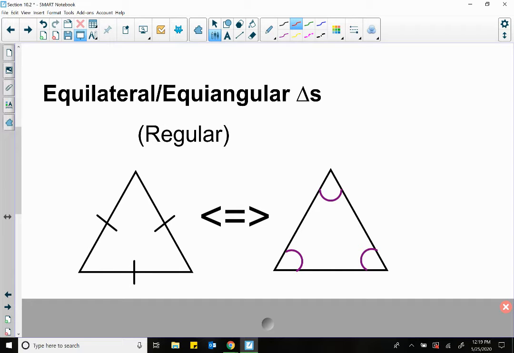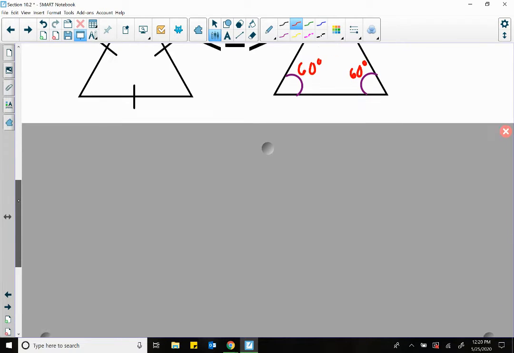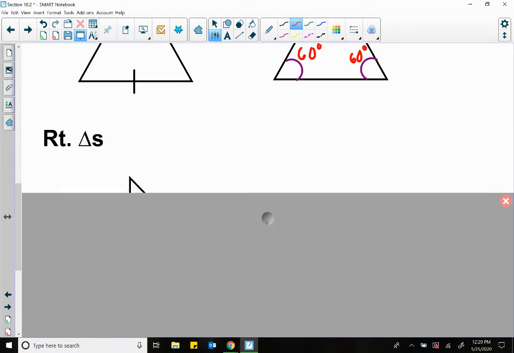Okay? Now, the other thing that we know, if we are equiangular in here, we actually know what all these angles are. Because remember, all these angles have to add up to 180. So I need an angle that I can add 3 times to be 180. And that would be 60 degrees. So if you are equiangular or equilateral, you are 60 degrees all the way around. Okay? Always.